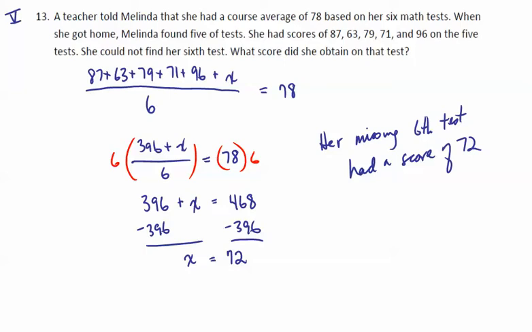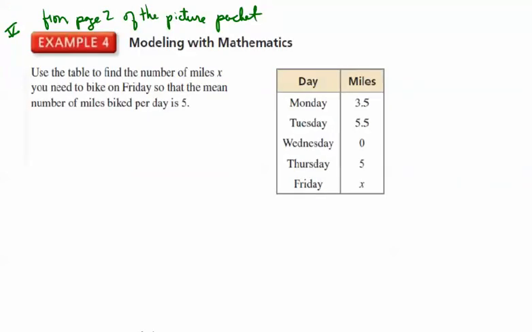Go on to a few examples from the picture packet. So from page 2 of the picture packet, we had this problem where you want to bike an average of 5 miles per day, and the table shows you how many miles you've already biked. So Monday was 3.5 miles, Tuesday 5.5 miles, Wednesday you didn't bike at all, Thursday you biked 5 miles, and Friday you want to know how many miles you should bike in order that when you divide by 5 for 5 different days, you would get an average of 5 miles per day.